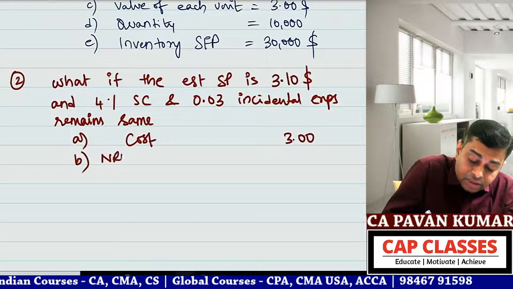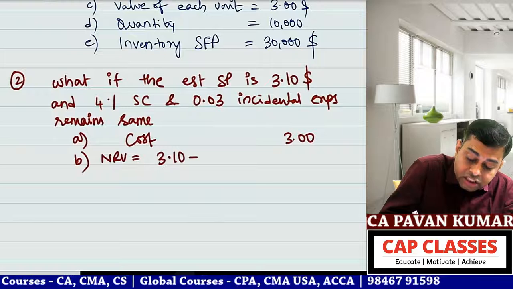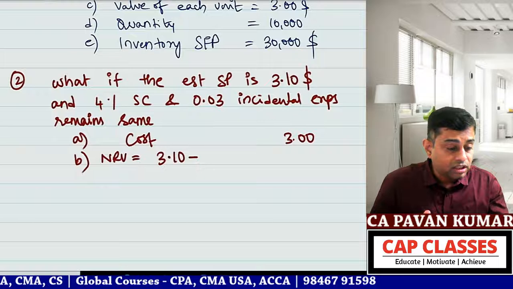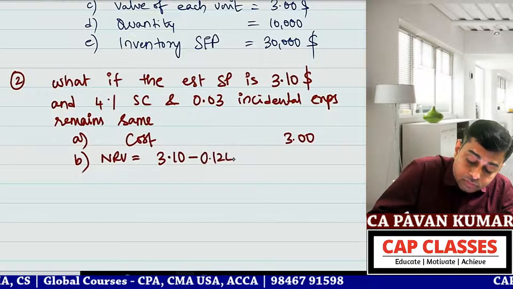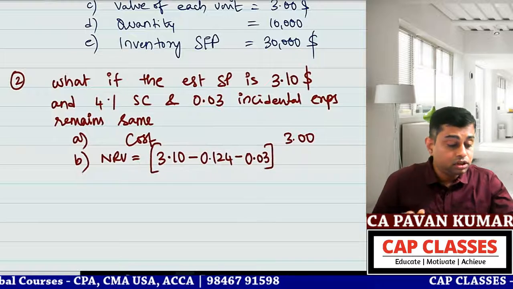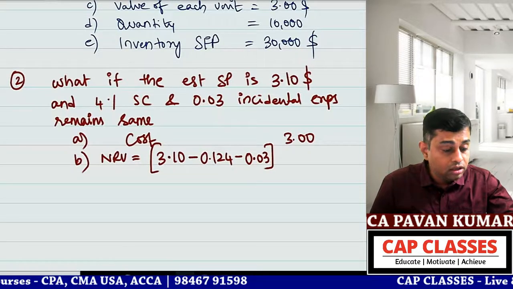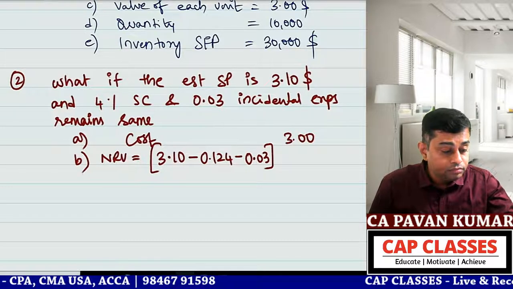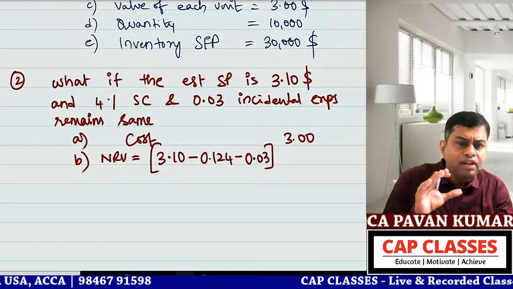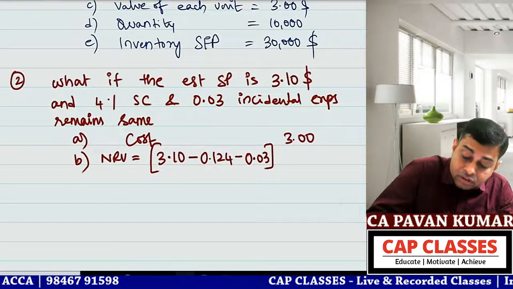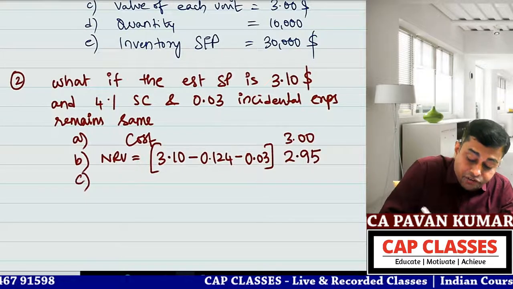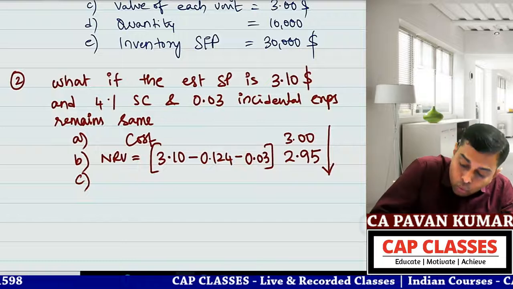B, net realizable value is equal to 3.10 estimated selling price minus 3.1 into 4%, 0.124, minus 0.03 other incidental cost to sell. So take $3.10 minus 0.124 minus 0.03, it is coming to 2.946. I am rounding it off to 2.95. See, whichever is lower. Now it is 2.95.